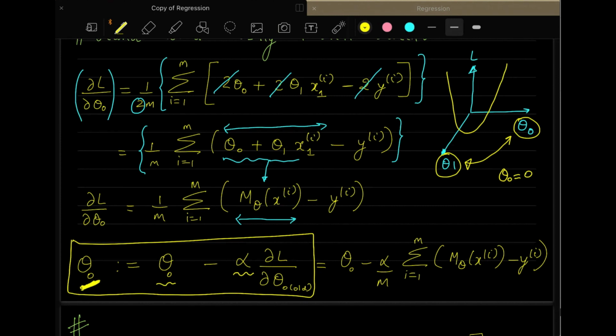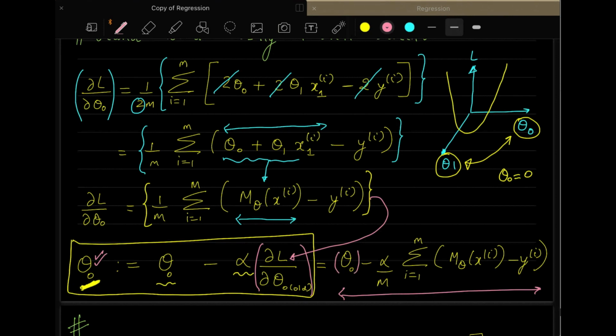When you put this derivative, which is given over here, into this part, what you will get is this equation. Please note this equation is very important. The new value of theta 0 is the old value of theta 0 minus alpha divided by m, where m is the total number of samples, summation i running from 1 to m, and this. So this is the update rule for theta 0.